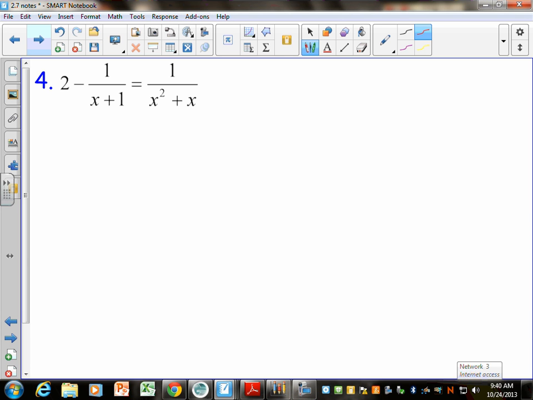Okay, here's the important part about this stuff. We want to find the least common denominator. So if you just say your common denominator is x plus 1 times x squared plus x, you're not finding the least common denominator, and you're actually going to create this big ugly mess of a problem.